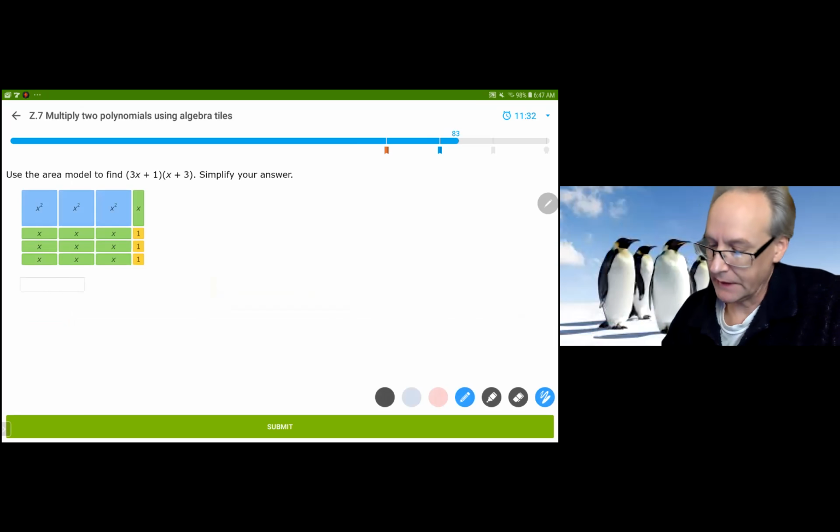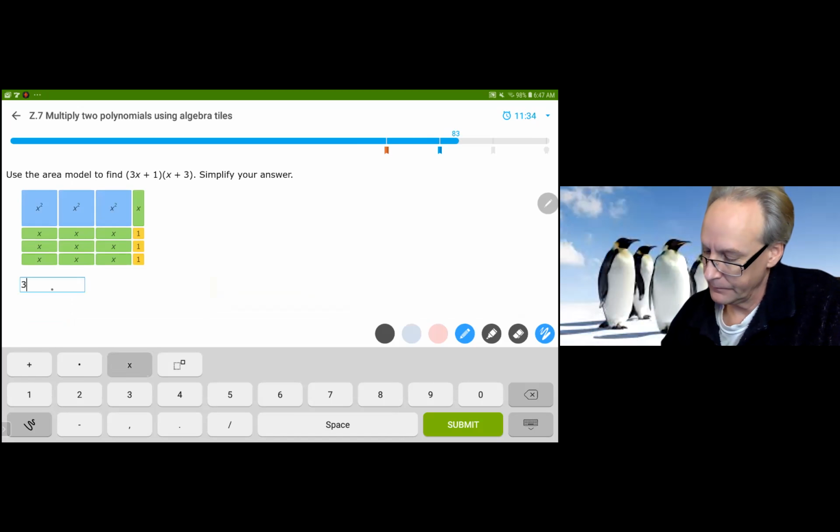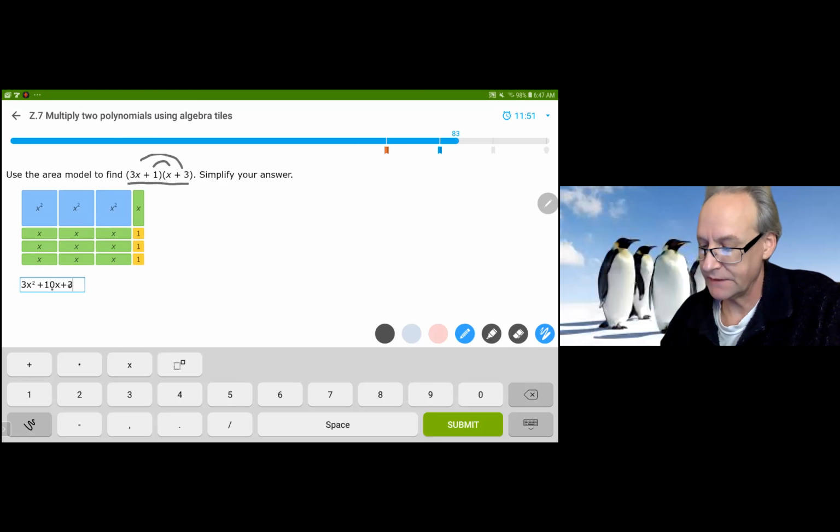And we've got 3x squared. And the green x's, so I've got 10 of them. There's 9, and then one more makes 10. And the last is plus the 3. And I'm going to check it up here. That's going to give me 1, and 9 makes 10. And yep, that's the one.